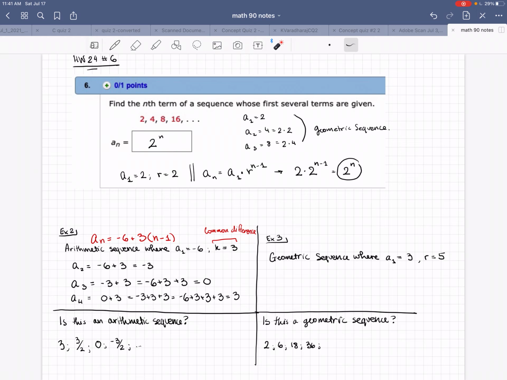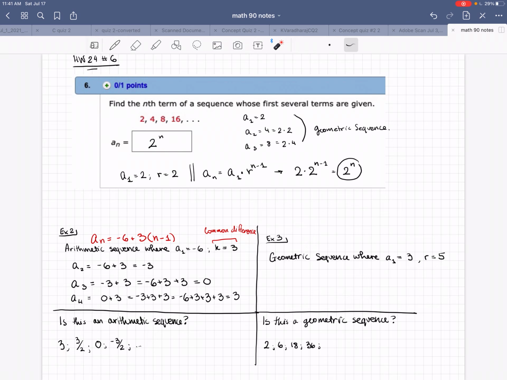Moving on to the second part of example 2, the question is, is this an arithmetic sequence? So remember, an arithmetic sequence is a sequence that has this notion of a common difference. So the difference between any two consecutive terms is the same. So let's look.